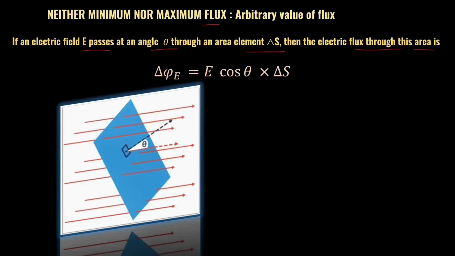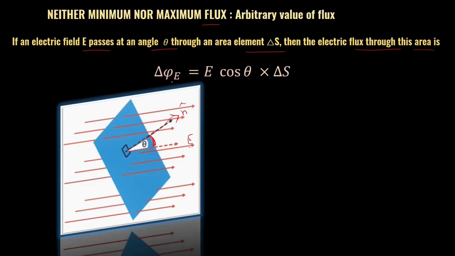So here the area is held in a space. These are the field lines, and the area vector is pointing somewhat at, suppose, 45 degrees to the x-axis. So here we have a certain angle, an arbitrary value of angle, between the normal vector, the area vector, and the electric field line.